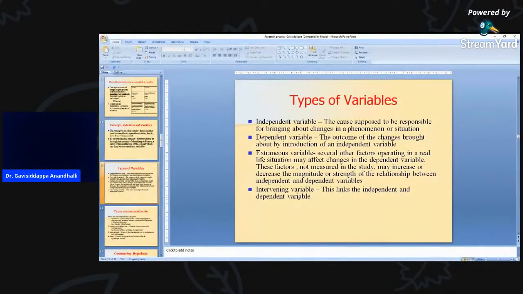Whereas the dependent variable is the outcome of the change brought about by the introduction of the independent variable. Always this dependent variable, the name itself is self-explanatory. It depends on some other variable. Usually it depends on the independent variable. If you manipulate the independent variable, I can see the change in the dependent variable. Its effect can be measured on the dependent variable.